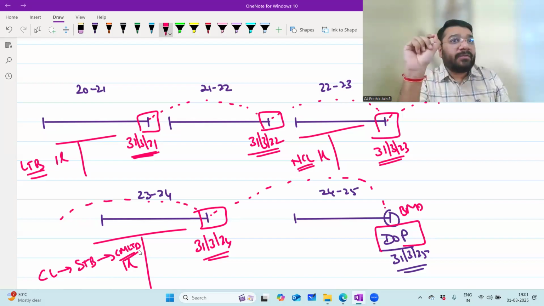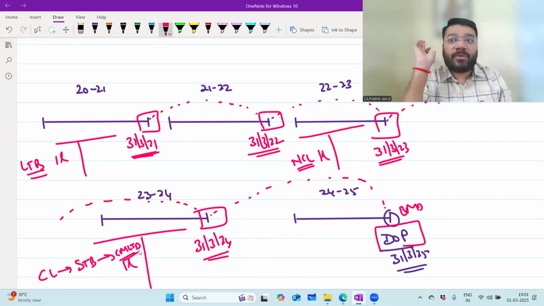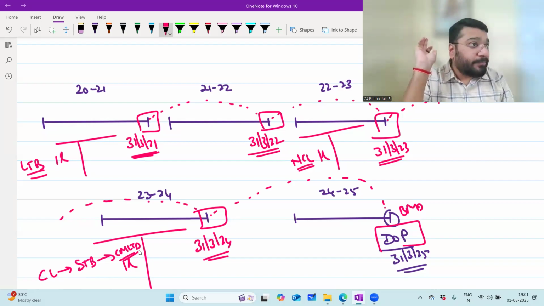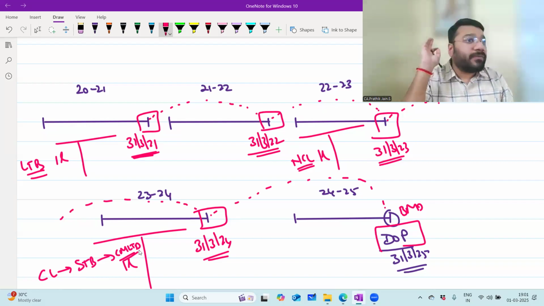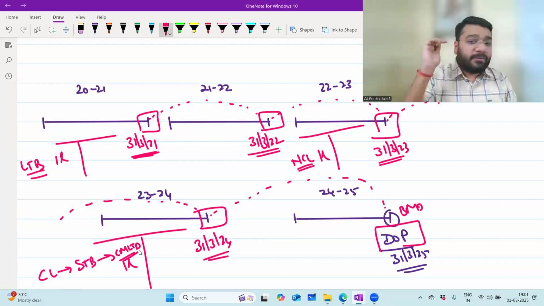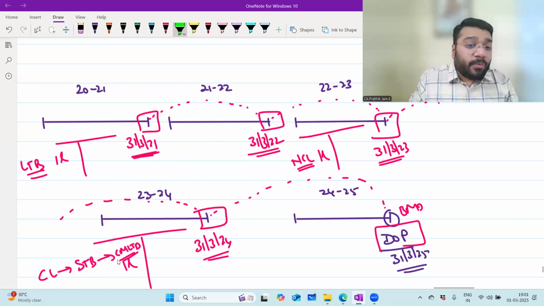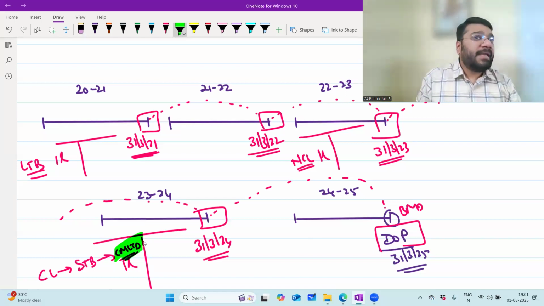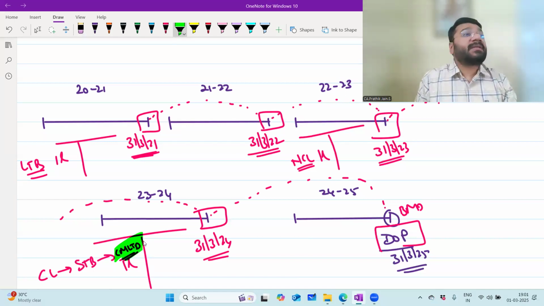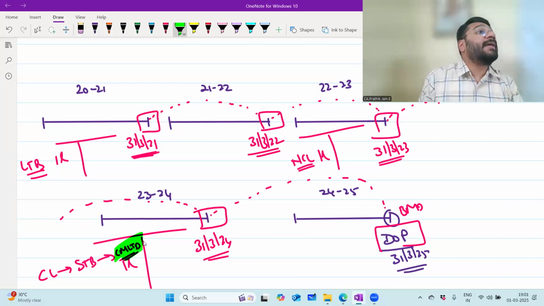Now there's one point you have to be very careful about, especially if you're referring to any textbook or any question before the year 2021. Before 2021, this current maturities of long-term debt was a part of your other current liabilities.